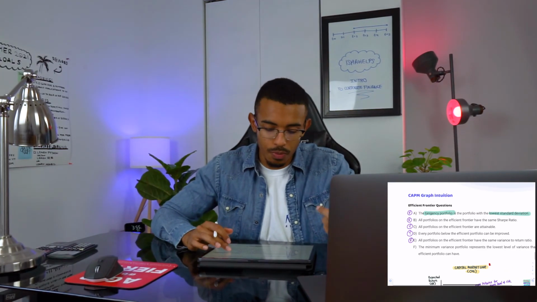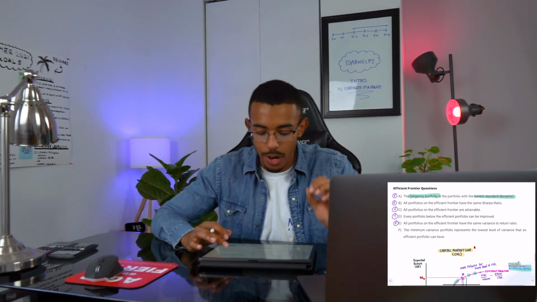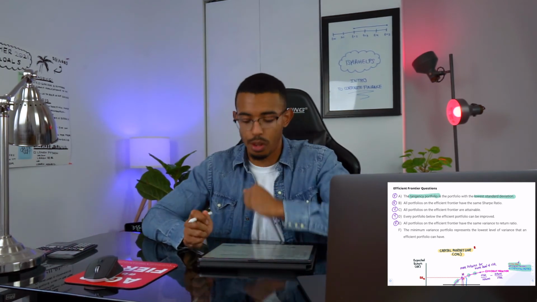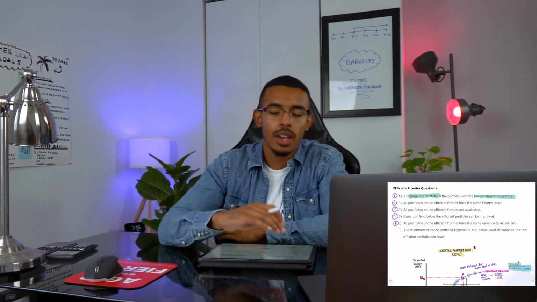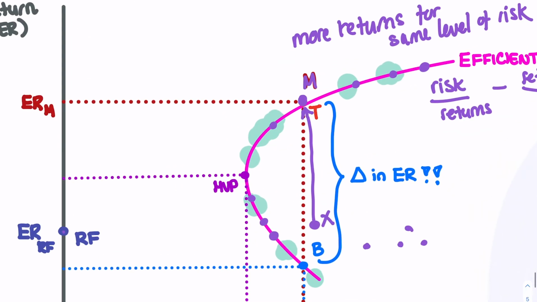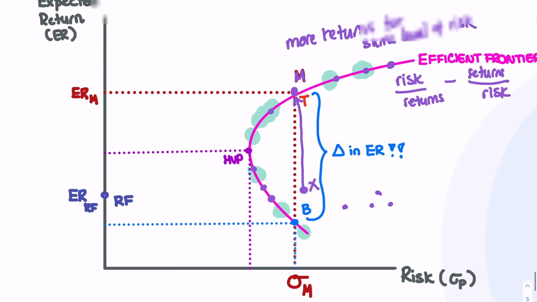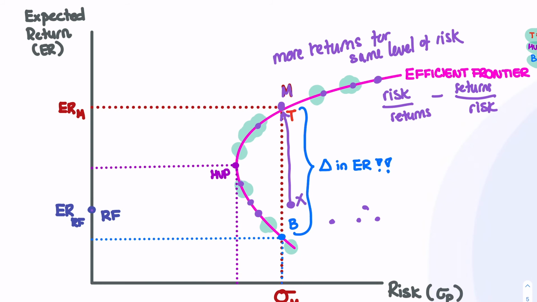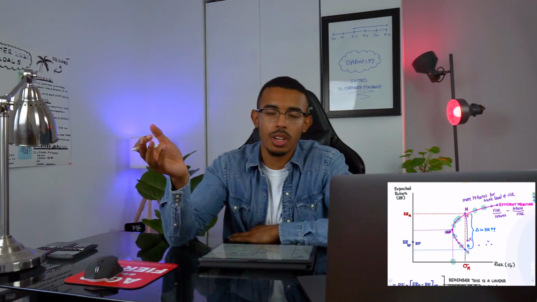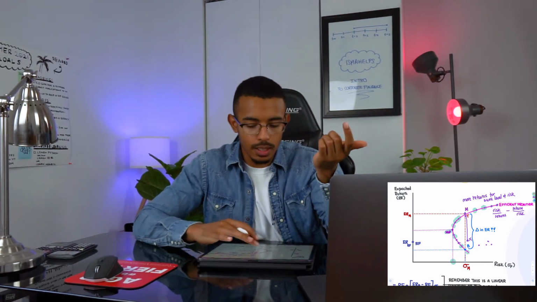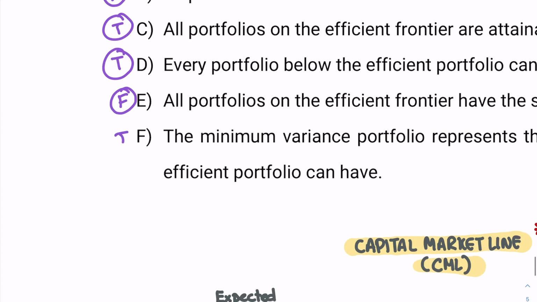Now, if we look at F, F is pretty cool. F says that the minimum variance portfolio represents the lowest level of variance that an efficient portfolio can have. Now, this is super simple and very intuitive. If you look at your graph once again, at all the dotted lines, we could see that our MVP, the minimum variance portfolio, actually gives you the least amount of risk in comparison to any other point that we could place on our efficient frontier. This point will give us more risk, this point will give us more risk, and vice versa, as we continue. So with that being said, we're able to see that F must be true.